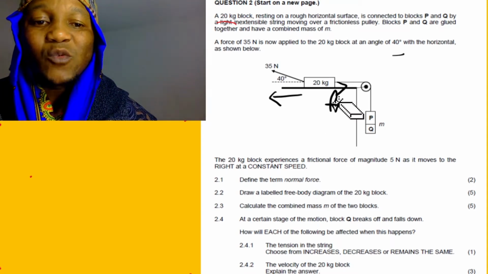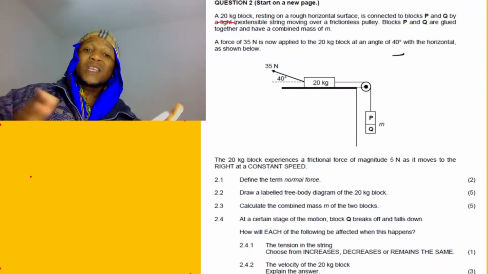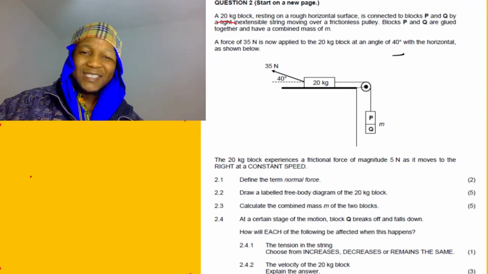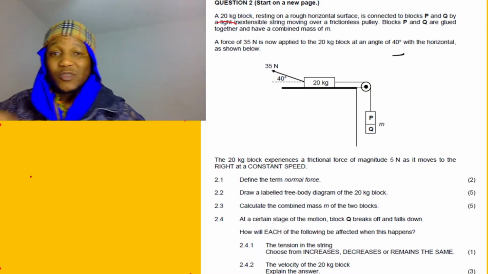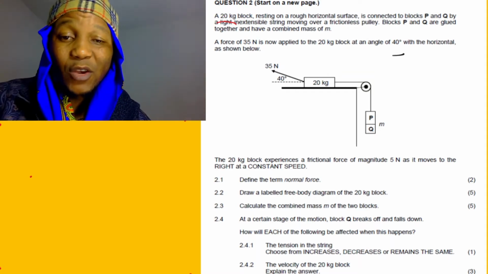So now let's see. We need to determine which direction it moves, so we can do the easy play. It either moves to the left or moves to the right. Now let's read, because we can only know that by reading.